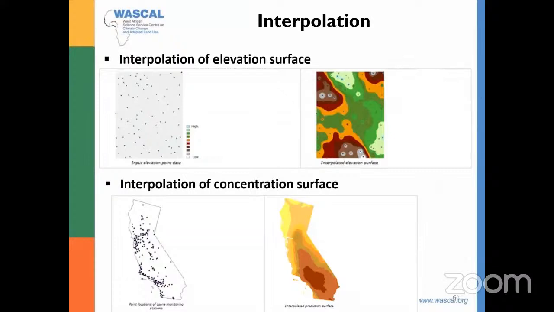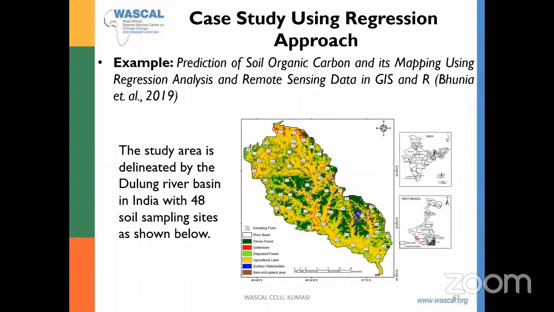Interpolation of elevation surfaces can also be done in the case where we do not have a digital elevation model and we have data points. As I mentioned, there are several sources where we can get these spatially referenced data. So if we have elevation data points, we can generate our own digital elevation surface to incorporate in our estimation. Other concentration surfaces can also be generated using interpolation.